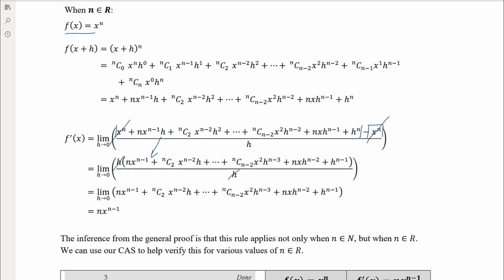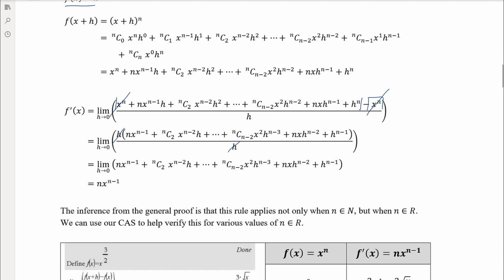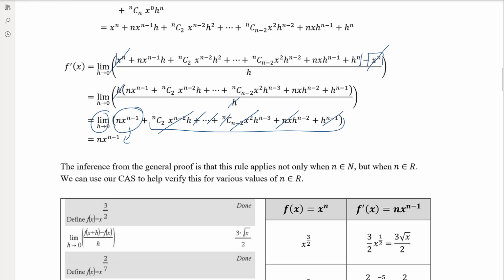And then the h's are going to cancel out. And now every term except for this first term still has h in it. So when we take the limit as h approaches 0, that'll be 0, everything in between will be 0, that'll be 0. And so all we're left with is this one term here, n times x to the power of n minus 1. Okay, as I said, you don't need to replicate the proof.